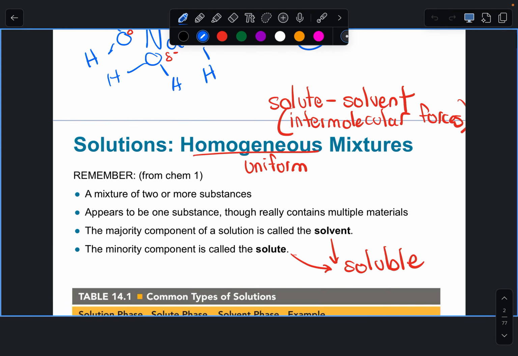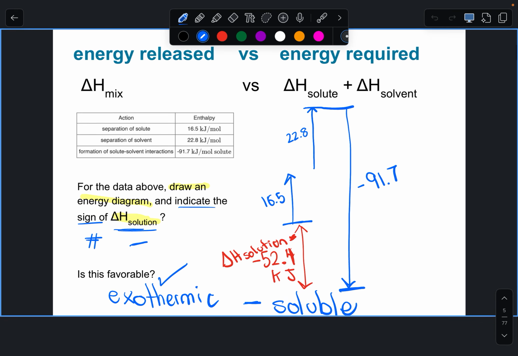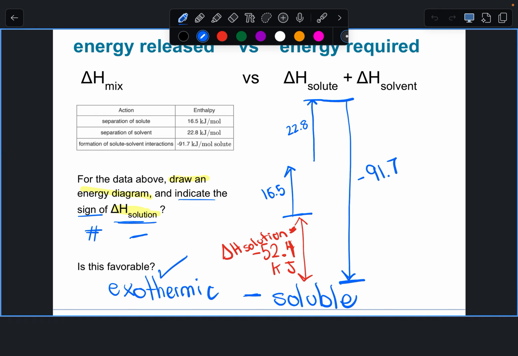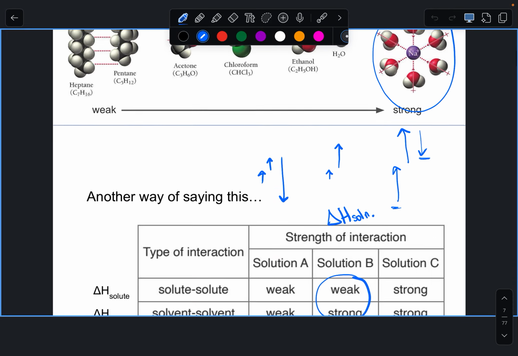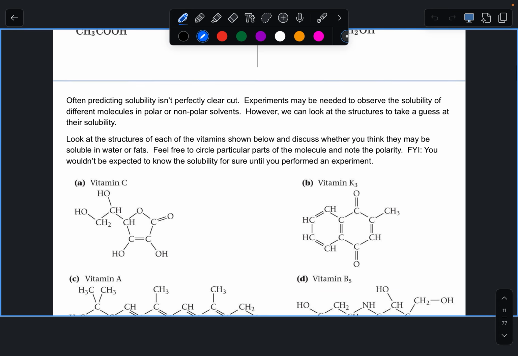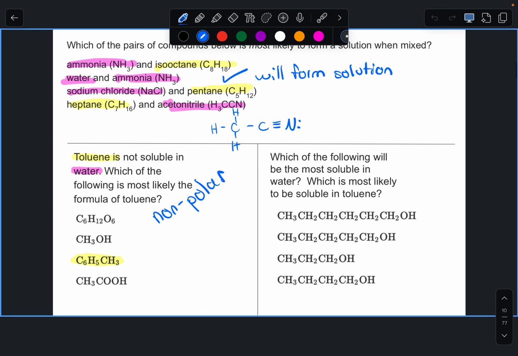If you're given more specific data, like this one, where we're actually given energy associated with the delta H of the solute, the delta H of the solvent, the delta H of the mixing, then what you're looking for is: is it exothermic or maybe just slightly endothermic? Then we would consider it soluble, okay? So if you don't have that specific of information, then you're just relying on this idea of like dissolves like.